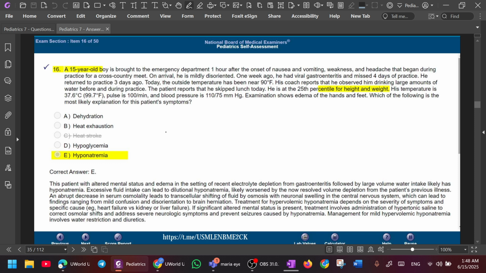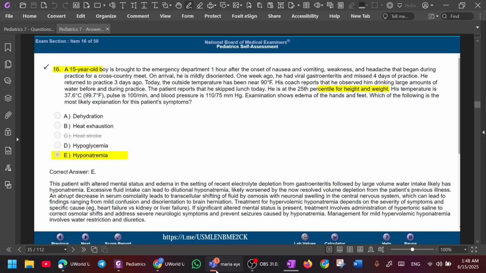Treatment for hypervolemic hyponatremia depends on the severity of symptoms and specific cause, such as heart failure, kidney or liver failure. If significant altered mental status is present, treatment involves administration of hypertonic saline to correct the osmolar shift, address severe neurologic symptoms, and prevent seizure. Management for mild hypervolemic hyponatremia involves water restriction and diuretics. It is not all the other ones.